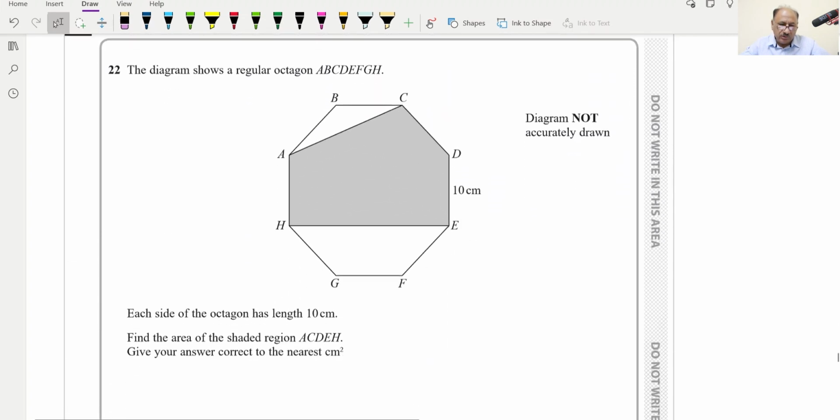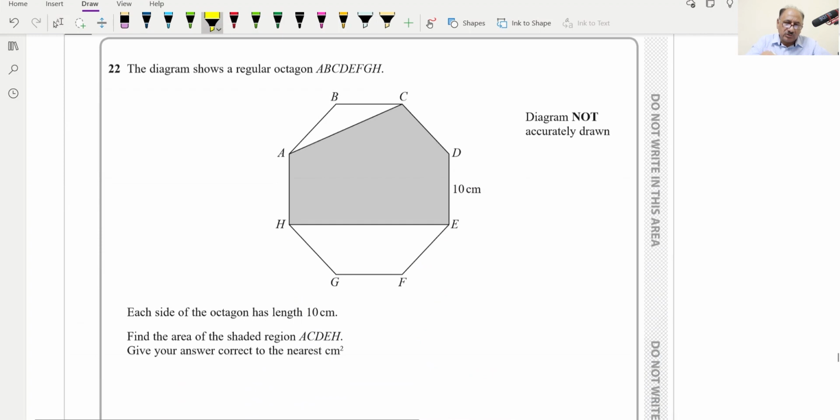Now question number 22, the diagram shows a regular octagon and diagram is not accurately drawn. Each side of the octagon has length 10 centimeter. Find the area of the shaded region. Give your answer correct to nearest centimeter.